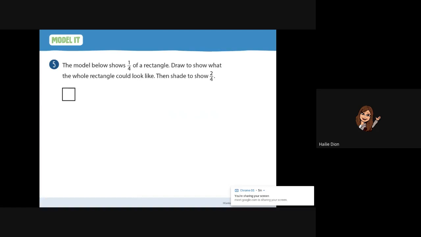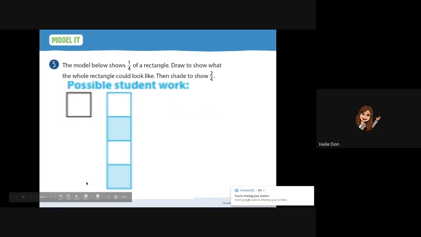So if we look, this is possible student work. So we have 1, 2, 3, 4 pieces now because we knew that this one was 1/4 of the entire model and it would match with this. And then we have to go and make 3 more because we know if the denominator is 4, that's how many total pieces there are to start with. And then just like the last one, we have to shade 2/4 now. So we have to make sure we shade in 2 of the boxes to show that 2 out of the 4 are either taken, being used, or accounted for, anything like that.